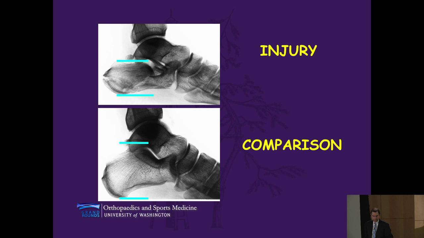Here's an example of an injury, a tongue-type lesion, where you see that there's marked depression of the articular surface, but you also see the plantar tuberosity of this heel has been imploded. And when you compare that to the normal side, it actually accomplishes a significant change in the shape of the foot on this sagittal view.